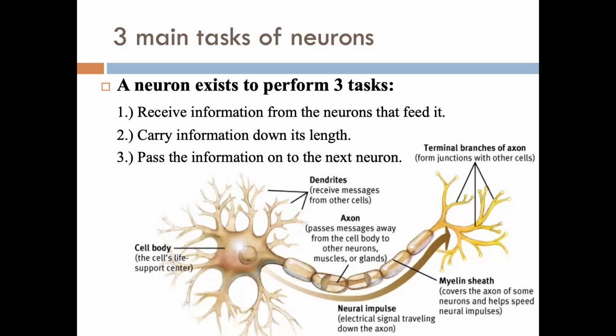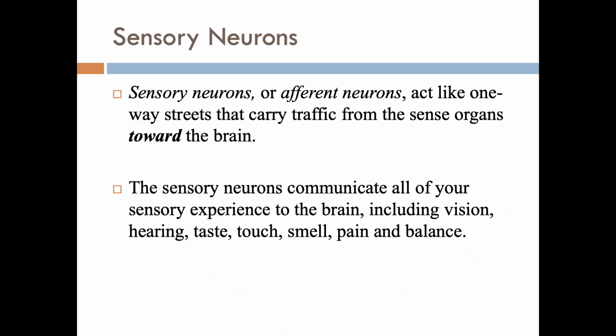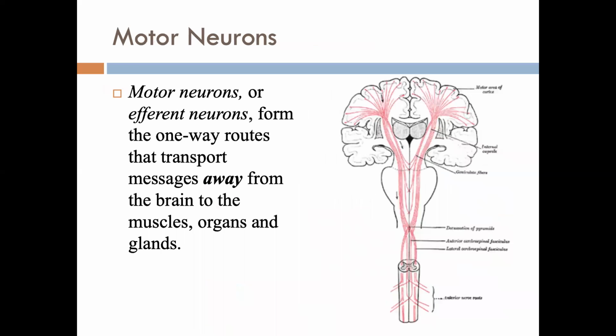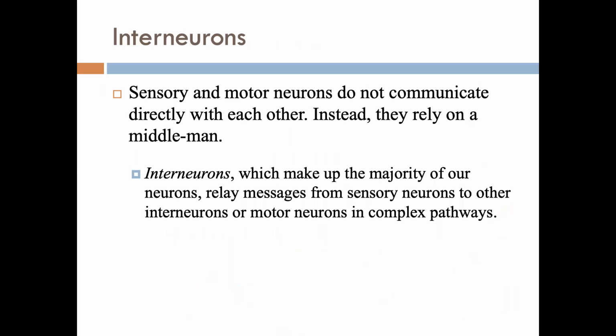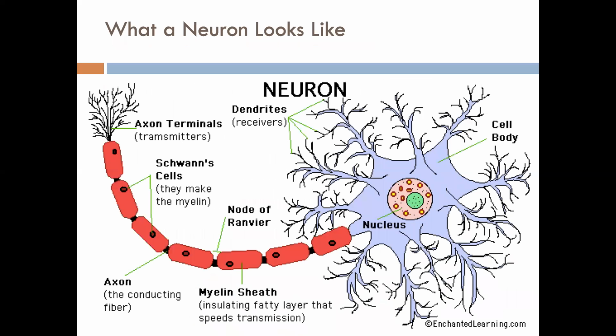So make sure, again, you remember the three types of neurons and their performance. Sensory, we already talked about it. We're good with that. Motor, we already talked about it. We're good with that. Interneurons, we already mentioned as well. Okay, so what the neuron looks like.